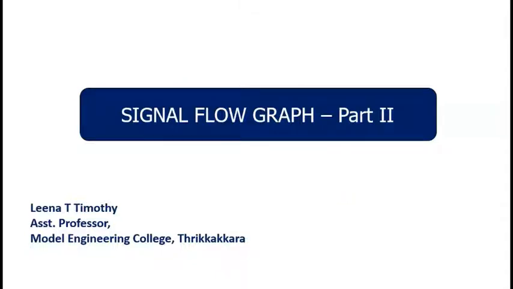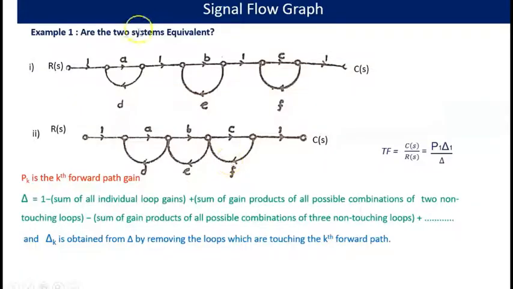Hi all. Some more problems from signal flow graph. Are the two systems equivalent? Here we have to find the transfer function C(s) by R(s) using the formula sum of Pk delta k by delta. So take the first signal flow graph.